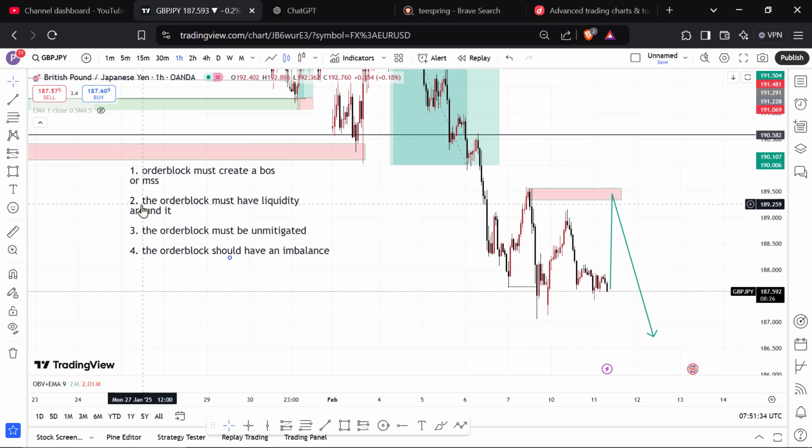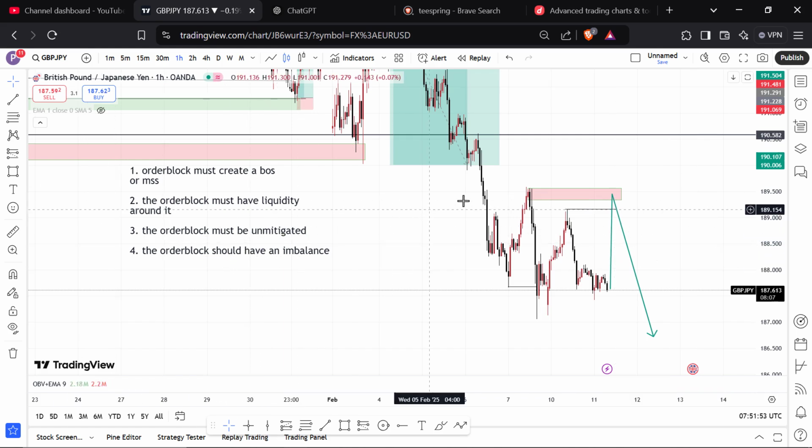Now the order block must have liquidity around it. This is the order block that I want to pick. Now where is the liquidity? The first pullback, this is the pullback. So here we have liquidity. So this rule two has been achieved. Now the order block must be unmitigated. This order block is unmitigated. Why? Because this pullback did not tap into this level.